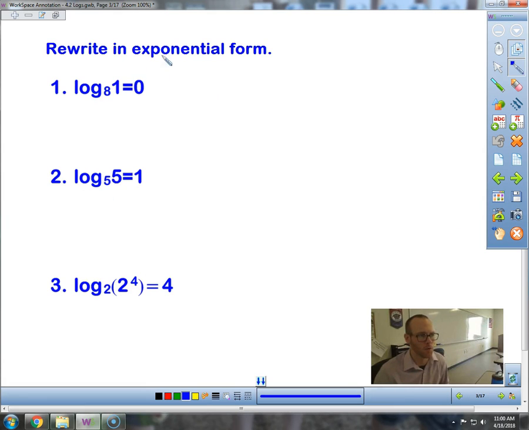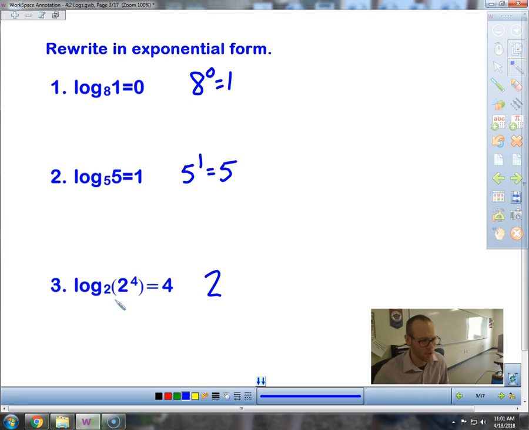Now let's take these logarithms and rewrite them as exponentials. Log base 8 of 1 equals 0. That's the equivalent of saying 8 to the 0 equals 1. Log base 5 of 5 equals 1. 5 to the 1st equals 5. Log base 2 of 2 to the 4th equals 4. Our base is 2, what's the exponent? 4 equals 2 to the 4th. Does 2 to the 4th equal 2 to the 4th? Yes, it does.